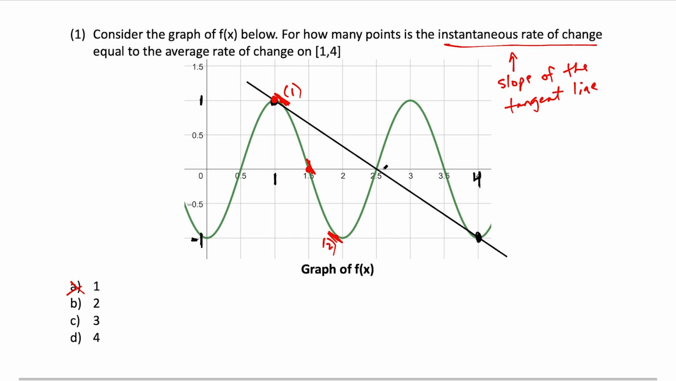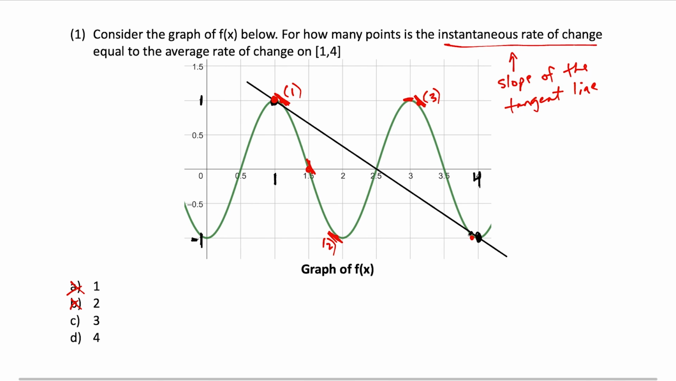And then we start to rise and we have a positive slope, which is not going to match. But then we get to the peak, we have a slope of 0, and then we start to drop again. So this is the third time that the slope of the tangent line matches the slope of the secant line. So we have at least 3, but then notice here we turn once more to a slope of 0 when we end at 4. So at about this location here is the 4th time that the slope of the tangent line matches the slope of the secant line.